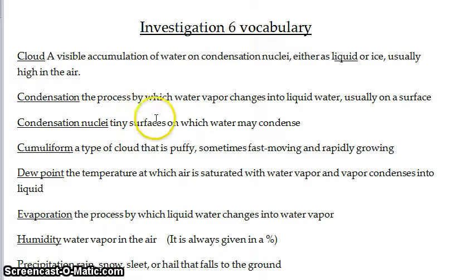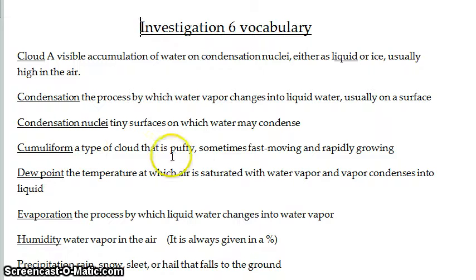Condensation nuclei, tiny substances which water may condense on. That could be things like smoke, dust, dirt, pollen, any kind of pollutant or any kind of little tiny particle that would get very, very high up in the atmosphere that water droplets would stick to and then form a cloud.